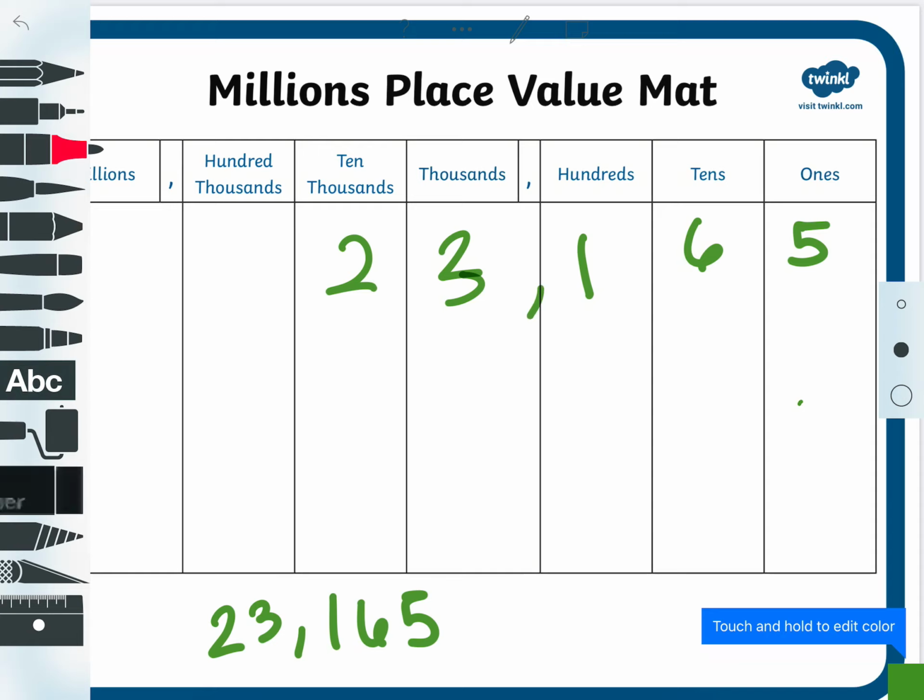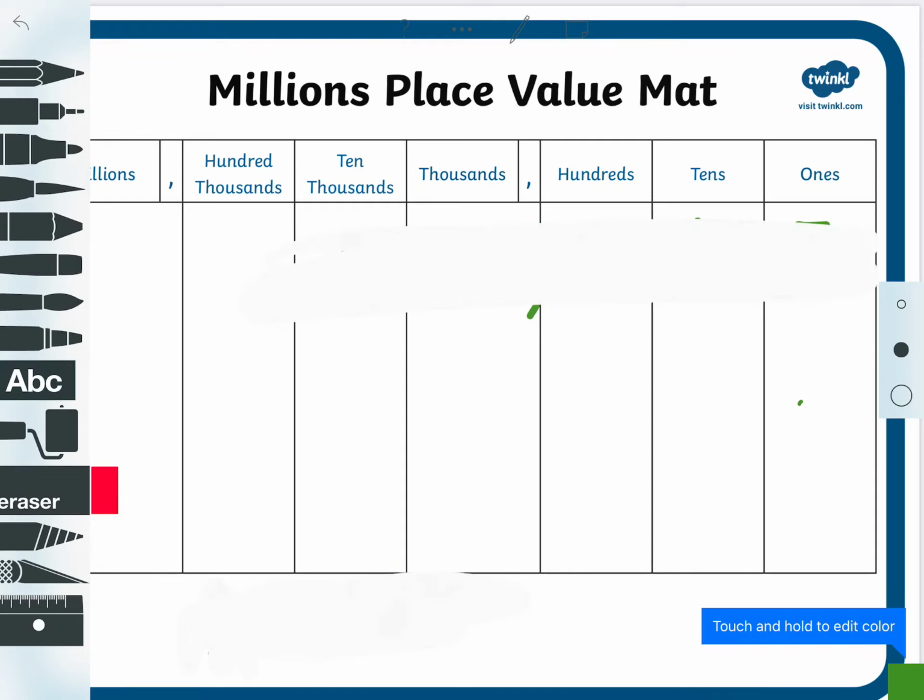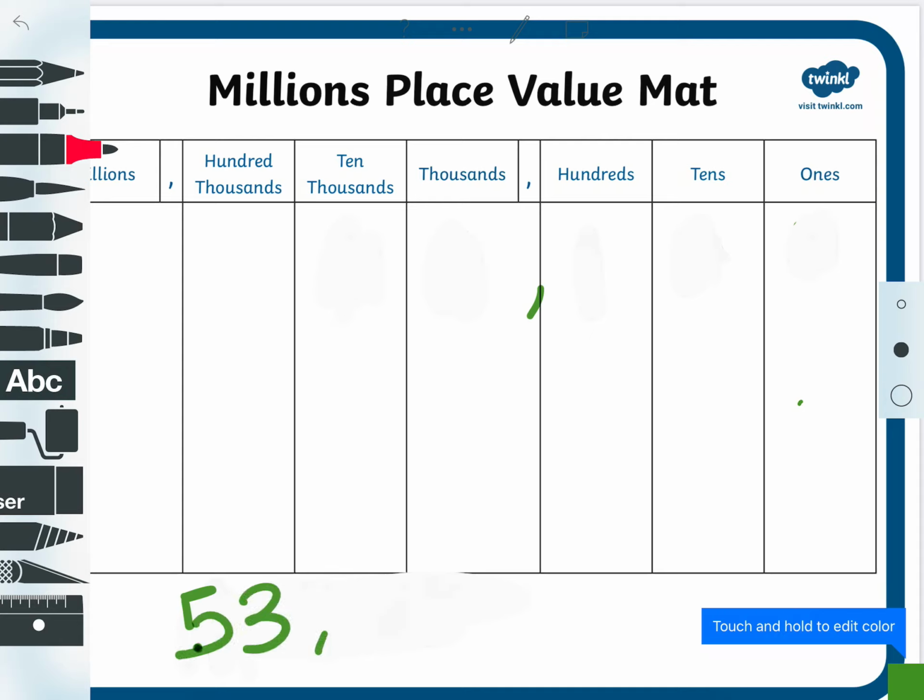Let's do another problem together. Go ahead and draw another little chart while I get ready for the next problem. So here is our next problem. If our number is 53,621, go ahead and plug it into the place value map.